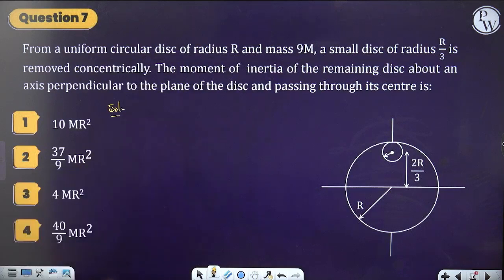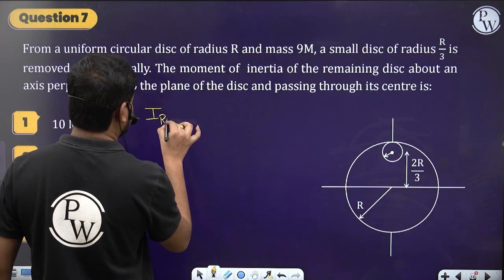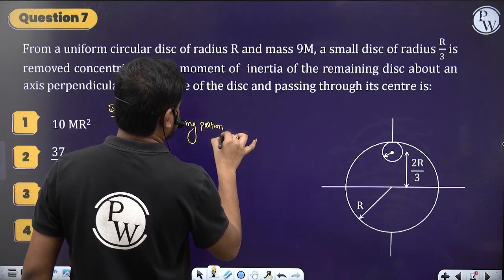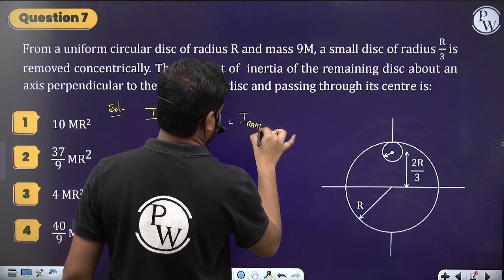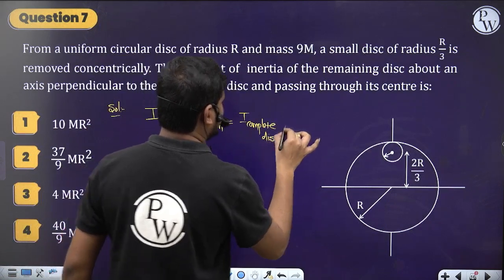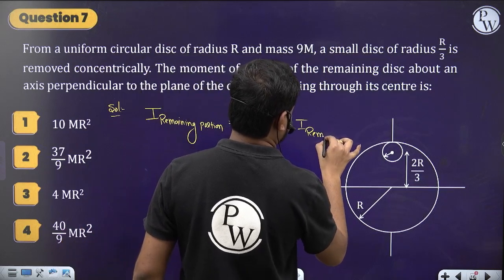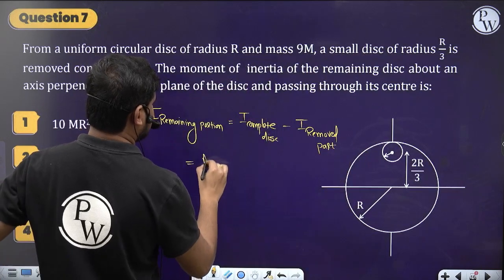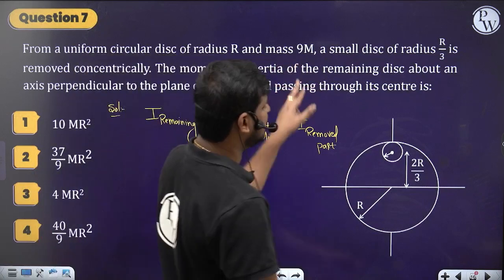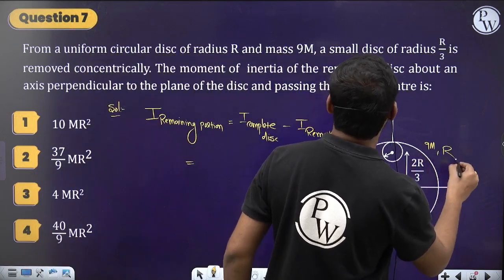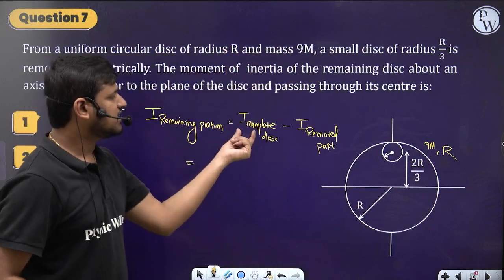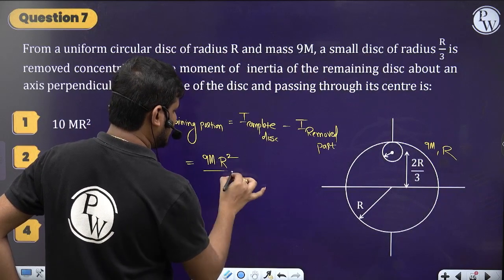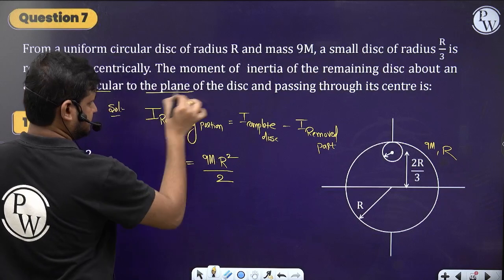You can apply the same concept, guys. Here the moment of inertia of the remaining portion is equal to the moment of inertia of the complete disc minus the moment of inertia of the removed part. The moment of inertia of the complete disc is MR² by 2, but here the mass is 9M and radius is R, yes or no? So its mass is 9M now. The complete disc moment of inertia will become 9M into R² by 2 about its perpendicular axis, they said.